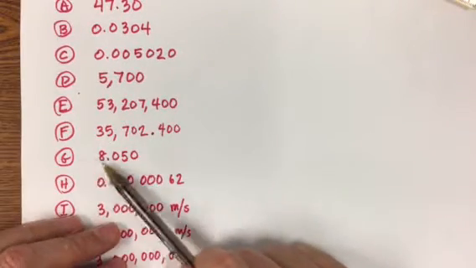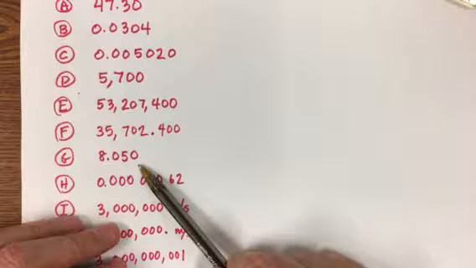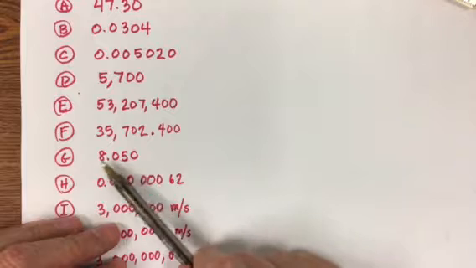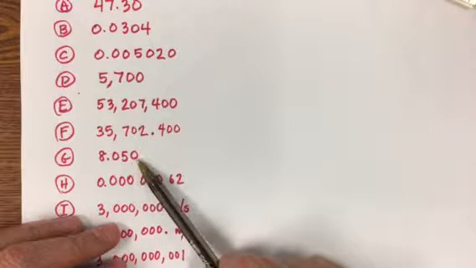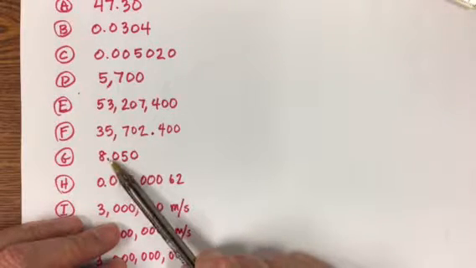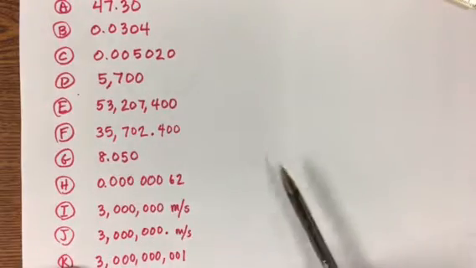Part G. How many significant figures here? The answer is 4. The 0 in between the other numbers is significant. The 0 on the end is significant because there's a decimal place shown.